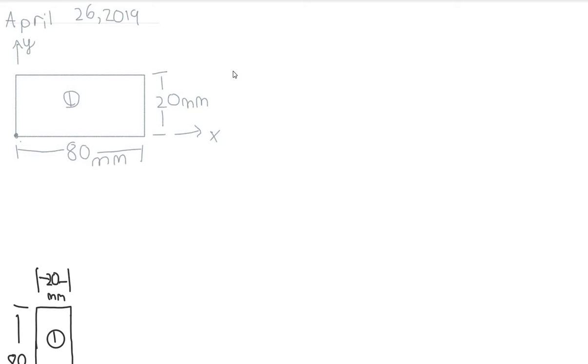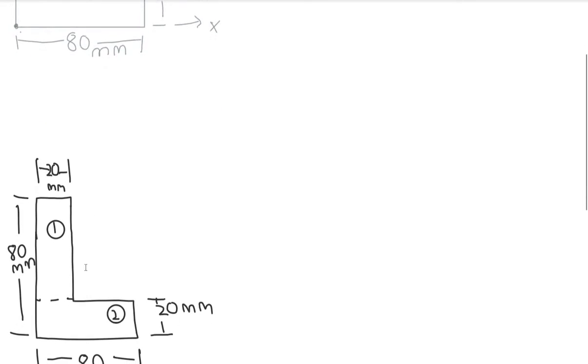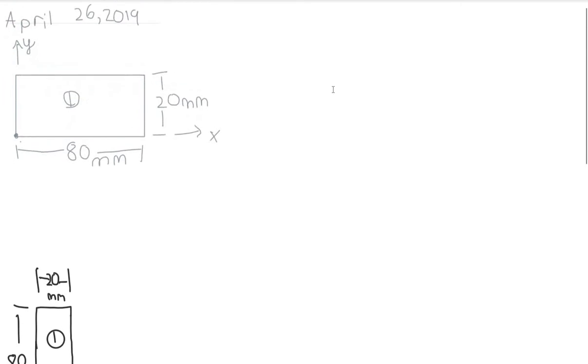We will be finding the centroid of two shapes today. We'll be finding the centroid of this rectangle, and then we'll be finding the centroid of this L. To start with finding the centroid of a rectangle, you have to find where the axis of symmetry lies on both the x and y direction.